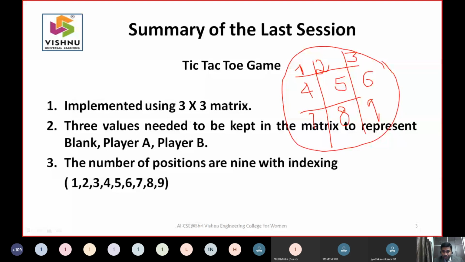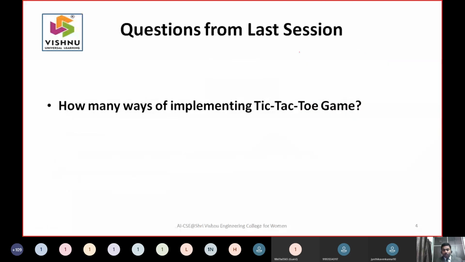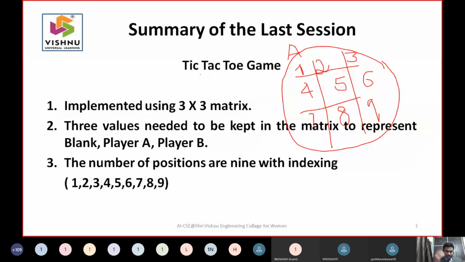So you can keep A here. You said A's value is 2, so A is a value. So just understand it here. So how many ways of implementing the tic-tac-toe game are there? If somebody asks me, there are only 2 things that can be changed here. Either the values of A, B or blank have to change, or you can also change the positions. We will see how the positions will change at a later stage of the class.